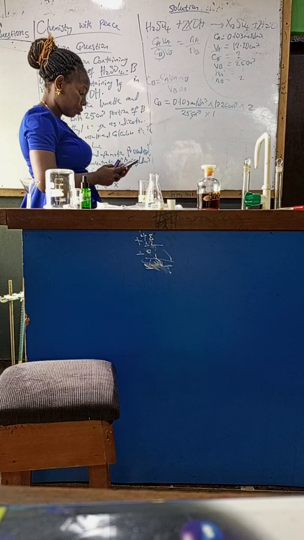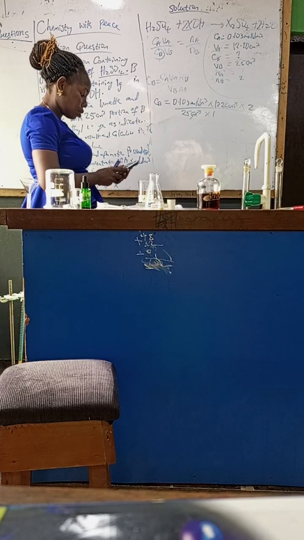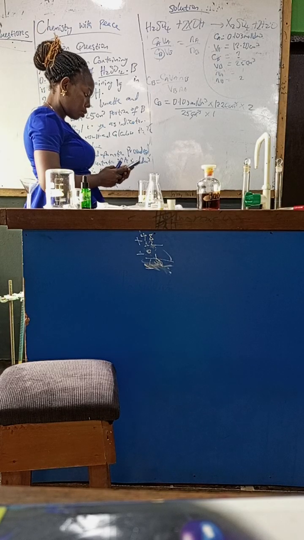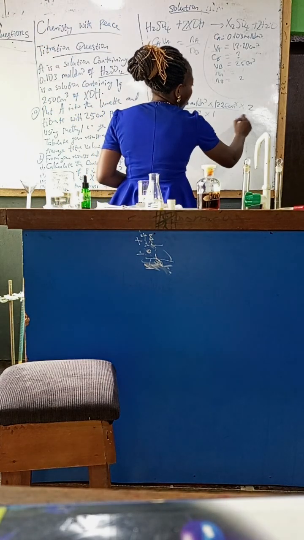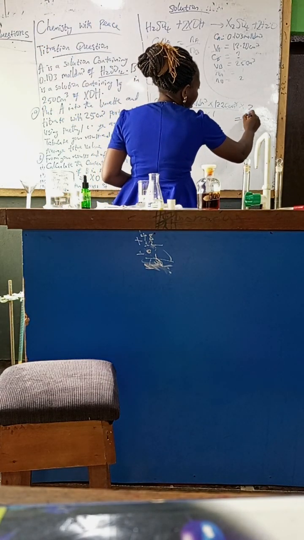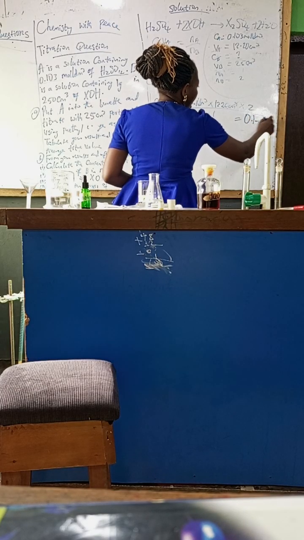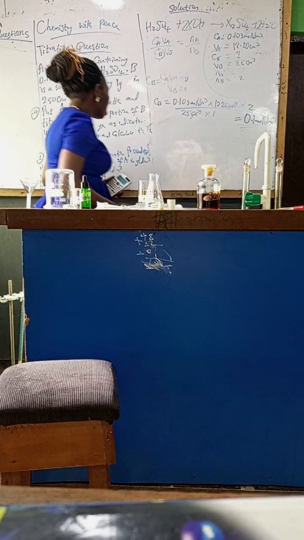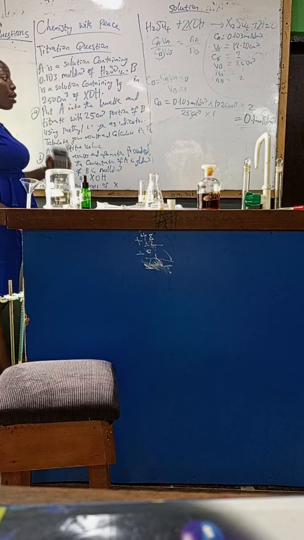0.103 times 12.20 times... so we get our answer as 0.1 mole per dm cube. So we just got our concentration of B in mole per dm cube as 0.1 mole per dm cube.